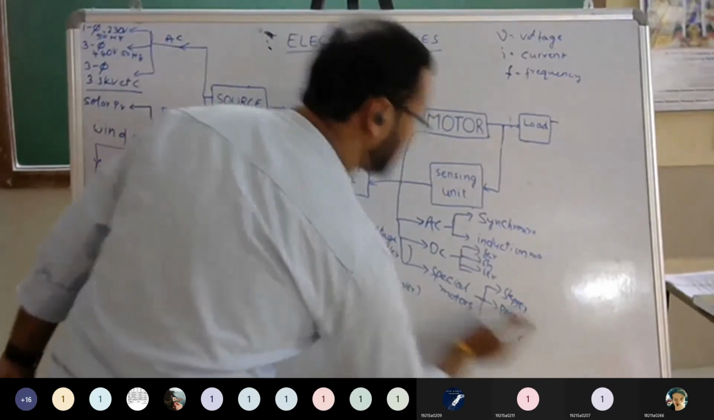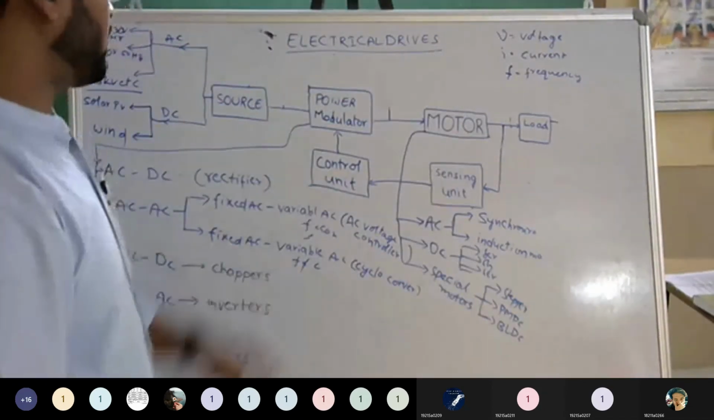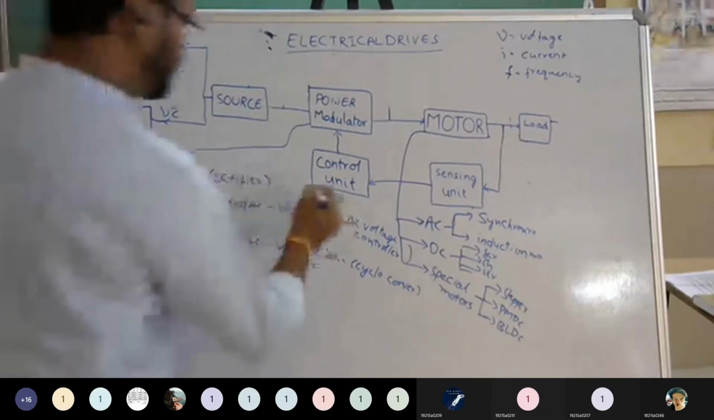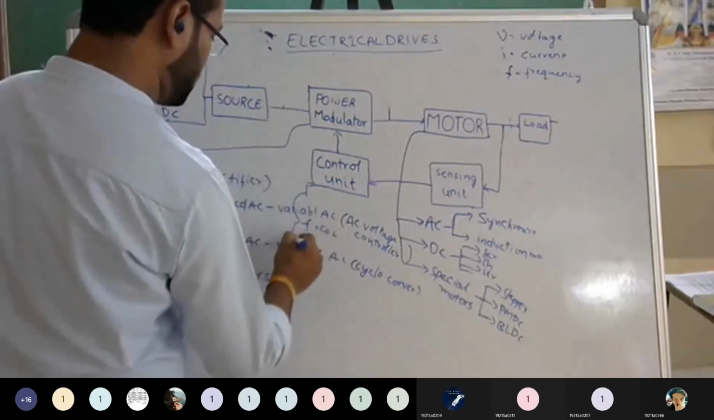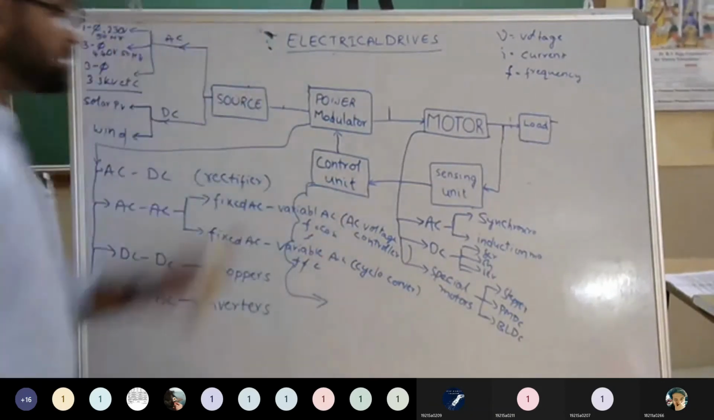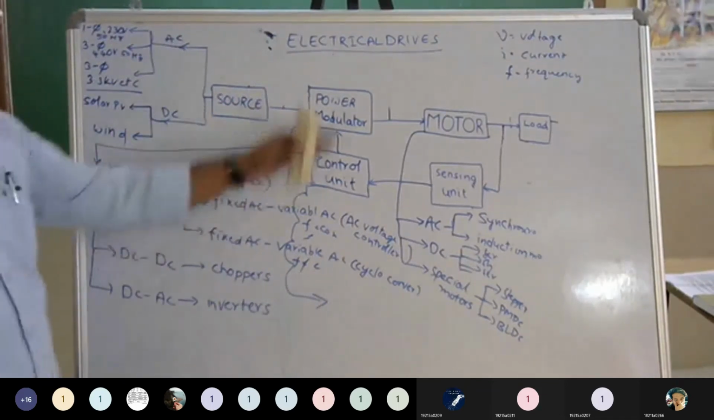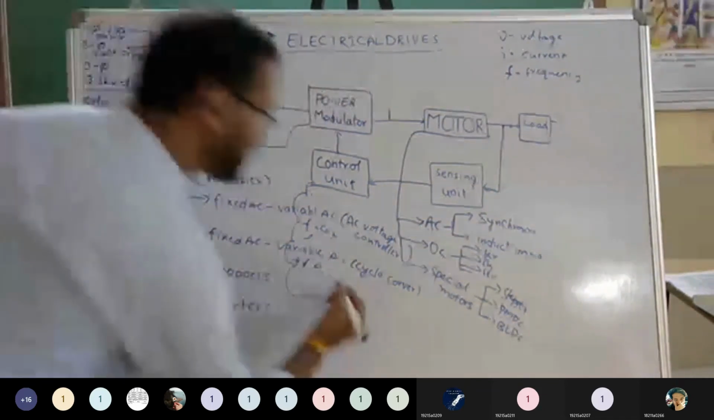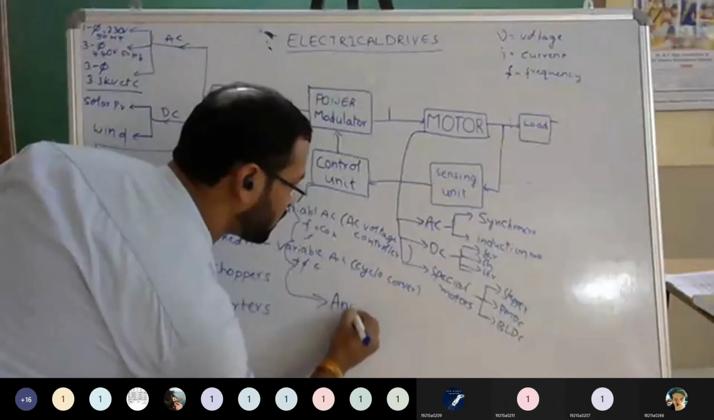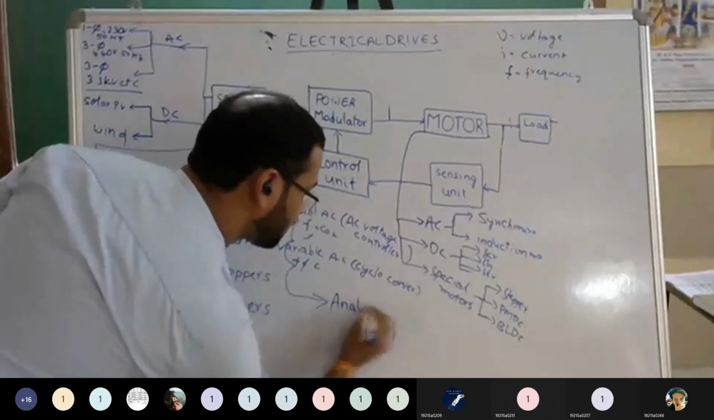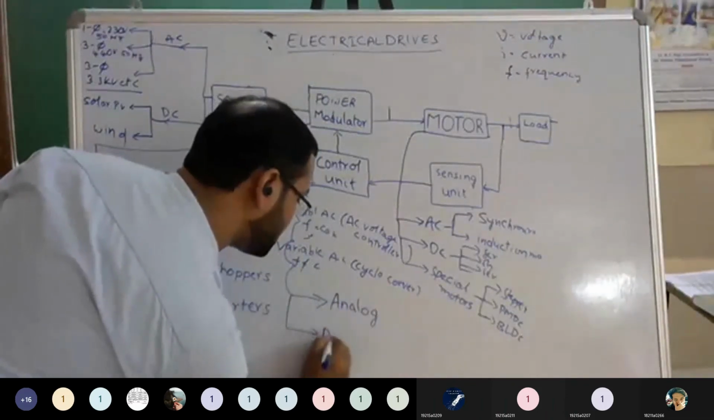So these things will come. These are the different types of motors. Then coming to the control unit. So what is the control unit? It is a controller which will control the pulses and everything. There are two types of controllers: one is analog controllers, another one is digital controllers.